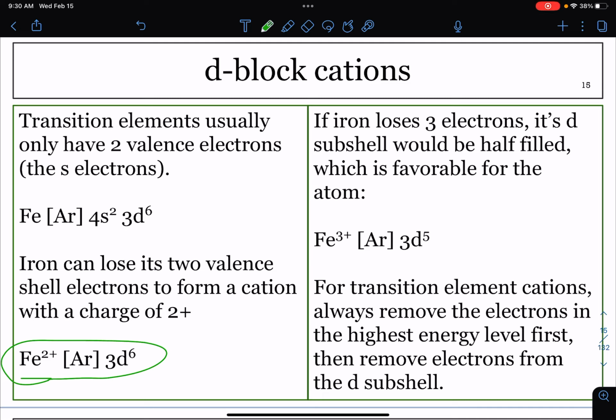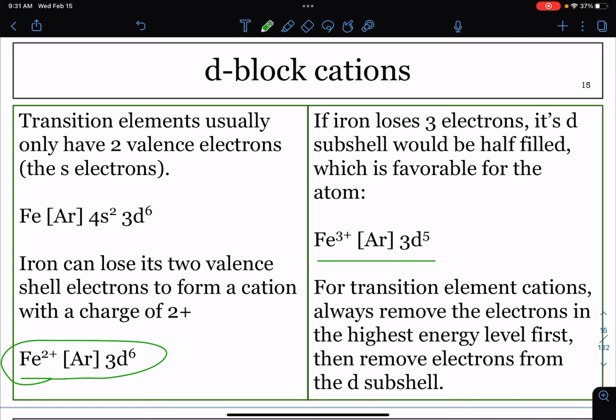If iron were to lose a third electron, then that would mean we take an electron from the d subshell. So this is what the electron configuration looks like for iron 3 plus. This is favorable for the atom because even though atoms would prefer to have full valence shells or full subshells, a half-filled subshell is also favorable. So having only 5 electrons in the 3d subshell means that the 3d subshell is half-filled. Atoms won't always get to have either half or full subshells, but when it can, it would prefer that because it is more favorable for the atom.